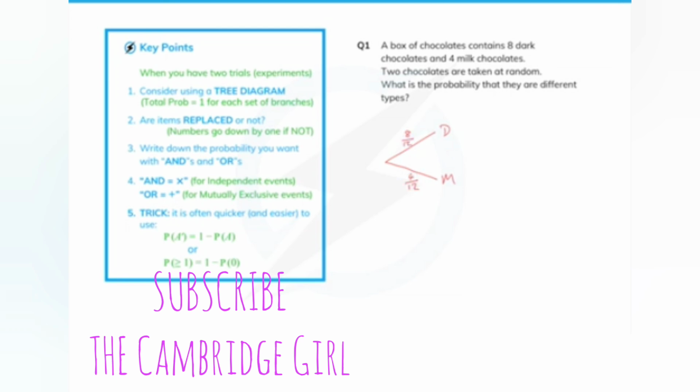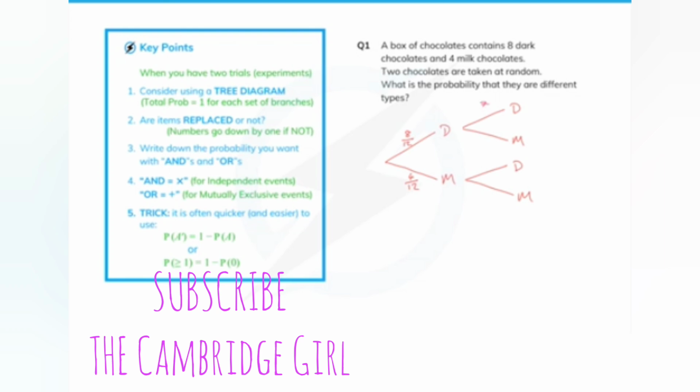And then we need to put a second set of branches on, okay, after each choice here. So if it's dark first, it can either be dark or milk second. And if it's milk first, it can still also be dark or milk second. And now, because we're without replacement, we need to be careful with the probabilities. So how many dark chocolates are left if we've already taken a dark chocolate out? Well, the answer to that is 7.